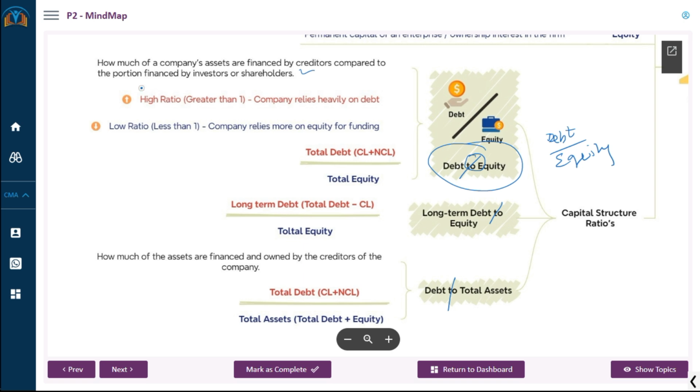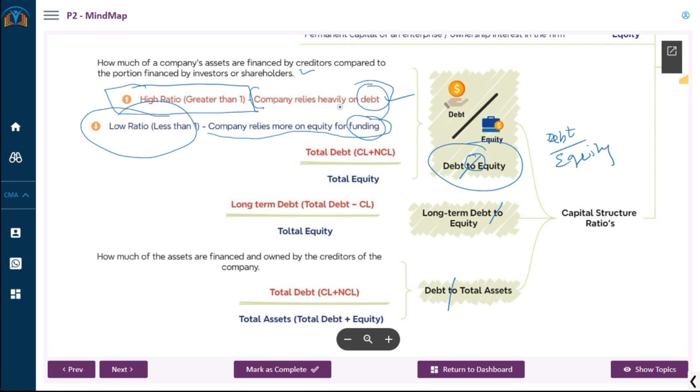If the debt to equity ratio is high, this means the company relies heavily on debt. If the ratio is low, it means the company relies more on equity for funding. So this ratio checks whether the company relies on debt or on equity. We don't have to rely only on debt, and we don't have to rely only on equity. We should have a mix of debt and equity. This way you can measure whether the company has a mix of debt and equity, or is relying on one of them.